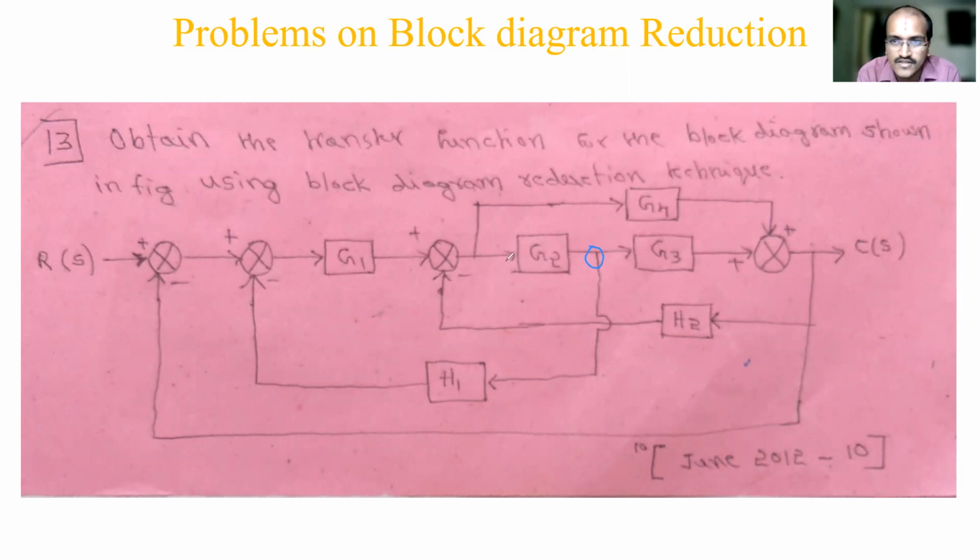Yes, so I will take this before that block, and then G2, G3 will be in series, and then you have the parallel connection here. So the G2, G3 combination will be added with G4. That is my first step. Is there anything else you can think of? Here nothing else is there. Summing points are there, G1 is there. That is the only method you can begin with.